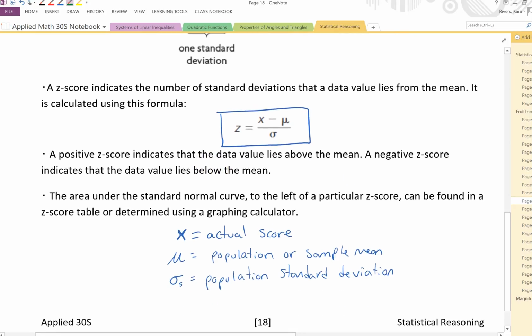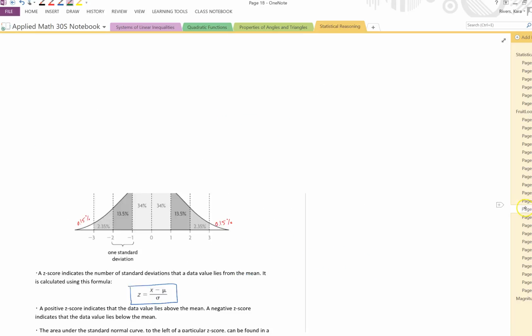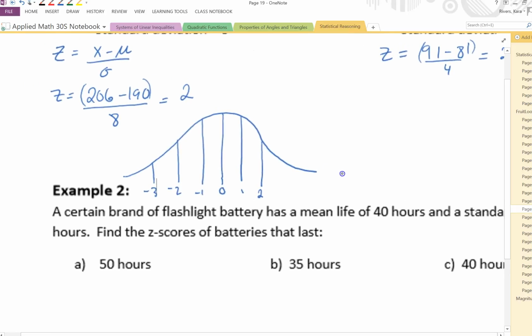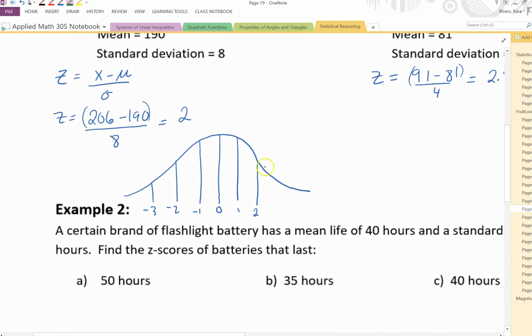And it says the area under the standard normal curve is to the left of a particular Z-score, and that can be found in this table. So when I'm drawing my picture, all of those things are true, right? Positive Z-score is on the right, okay? But the area is everything to the left of that.